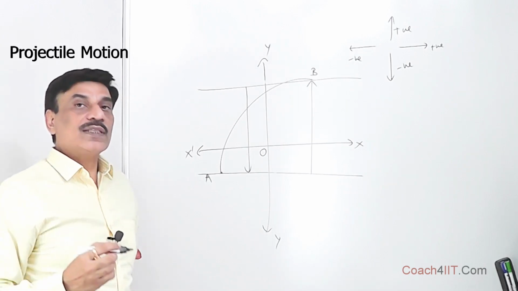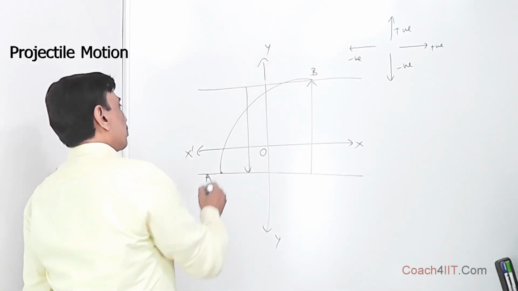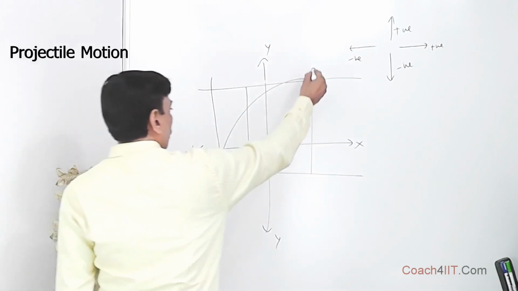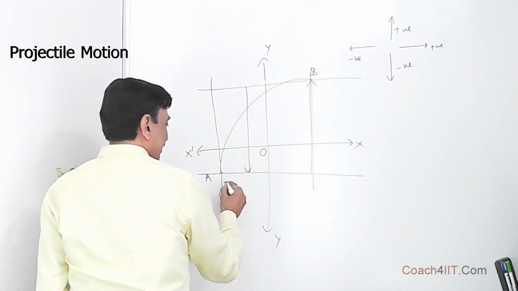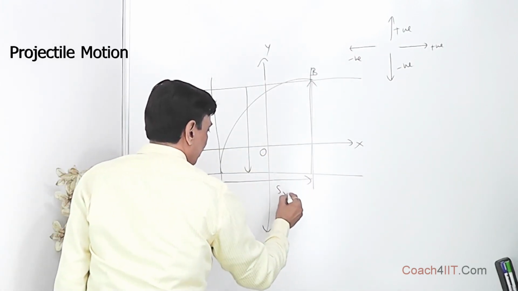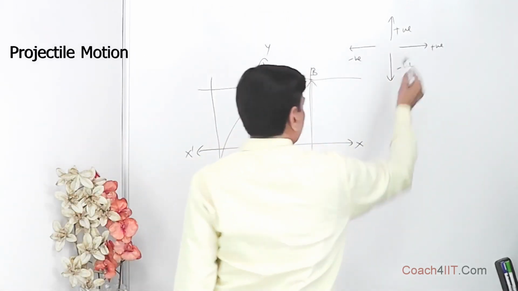If someone asks what is the displacement along the x-axis, it means from here the x coordinate has gone to this x coordinate, that is, Sx is going to be in this direction, and this is going to be positive because this way we are taking it as positive.